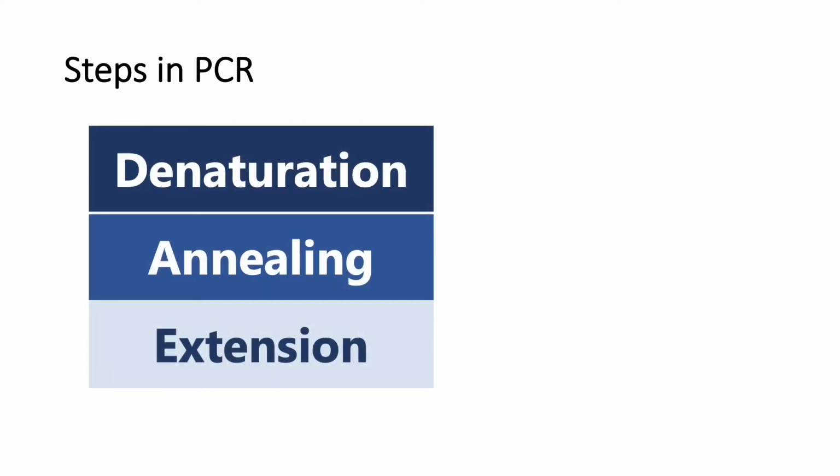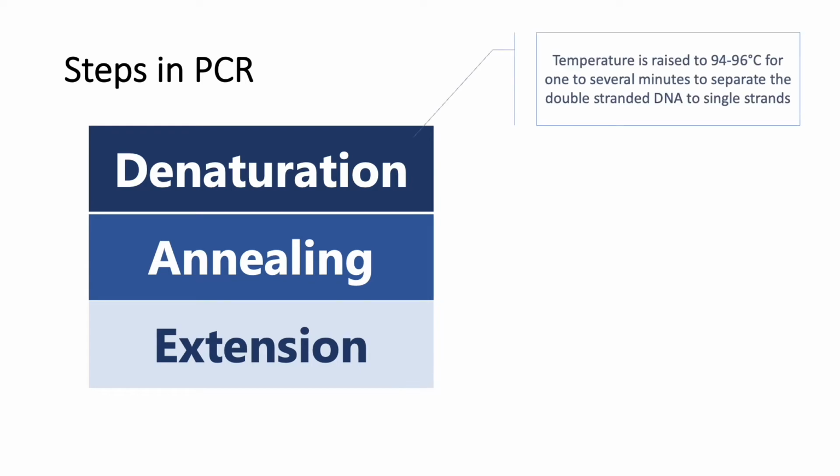You have your denaturation, annealing, and extension. Going back, when you say denaturation, kailangan ng temperature mataas, approximately 94 degrees Celsius or 94 to 96 degrees Celsius for 1 to several minutes para mag-separate, maghiwalay ang double-stranded DNA mo. Maging single-stranded na sila. Tama po ba?